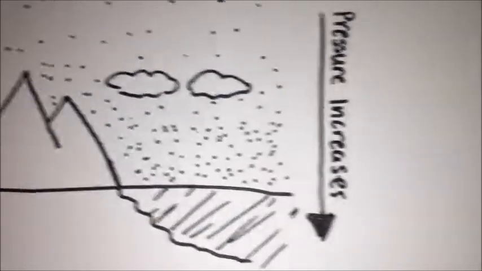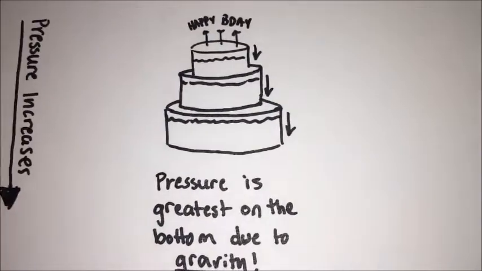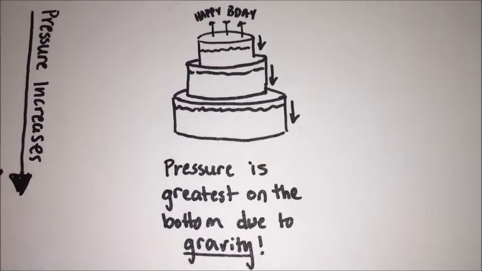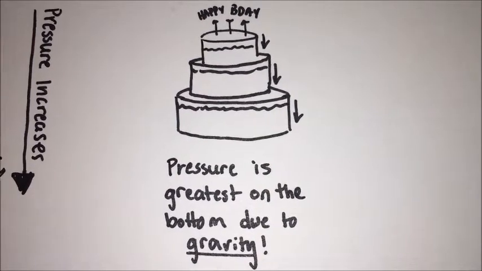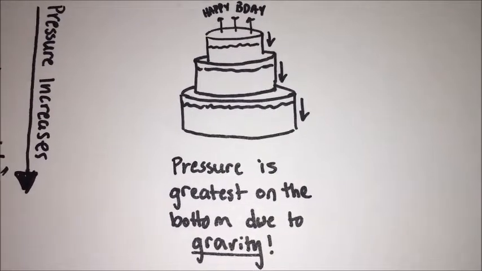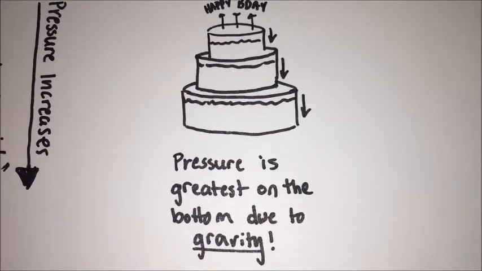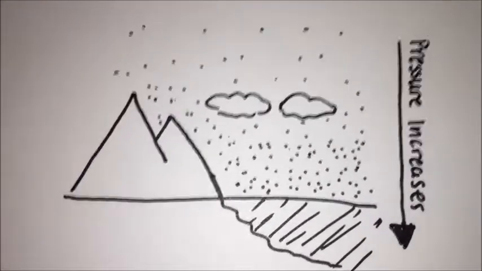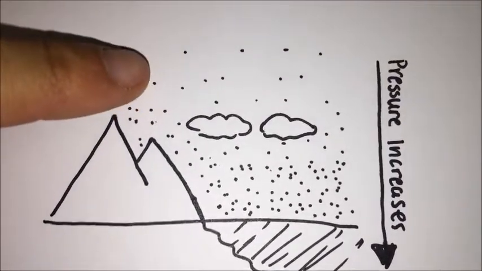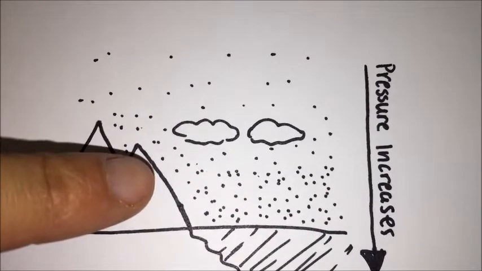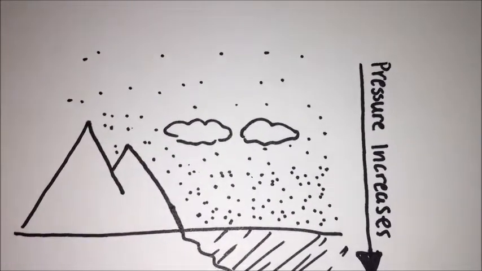Very much like this cake. Take a look. If you look, the top layer exerts pressure on the bottom, and both layers exert pressure on the most bottom layer. This pressure is all because of gravity. Let's go back to our picture. If you notice, all the air particles on the very top are spaced out. As we go down, they become more compressed and there's more pressure.